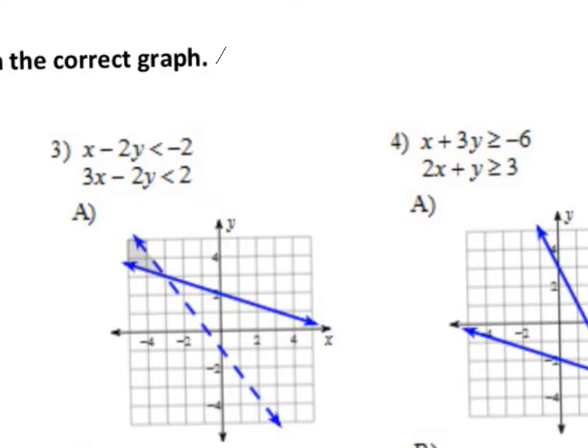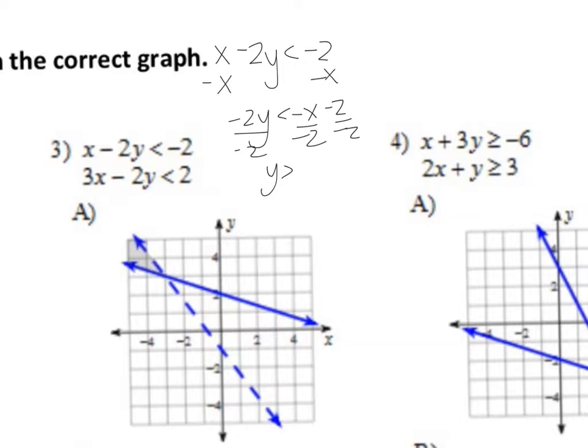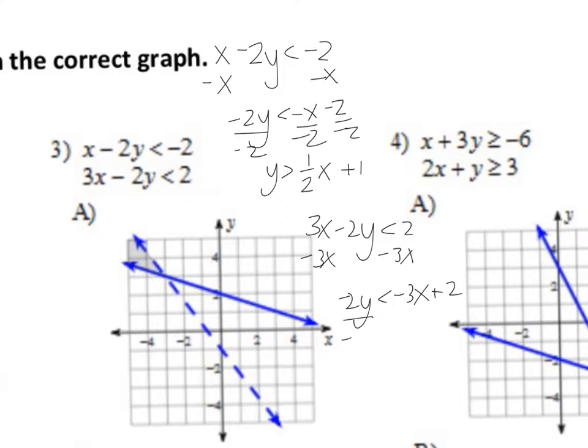On question 3 and 4, before we match graphs, we really need to know what the equation is. And so I'm going to do 2 really quick here. I'm going to subtract x, divide by -2. When I do that, that flips my symbol, gives me a positive 1/2 x and a positive 1. I'm going to solve this other one really quick. Subtract 3x gives me -2 less than -3x plus 2. Divide by -2. So y is greater than positive 3/2 x minus 1.